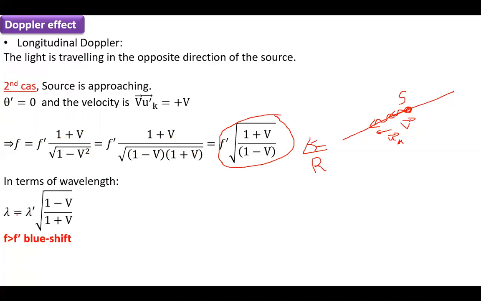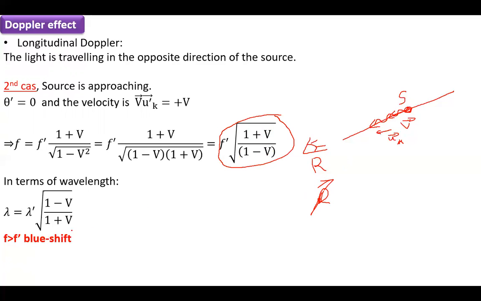In terms of wavelengths, lambda is equal to lambda prime times the radical of (1 minus V) over (1 plus V). If you see here, the numerator is greater than the denominator. So your F is bigger than F prime. Here you have an increase of the frequency F. So F is increasing.